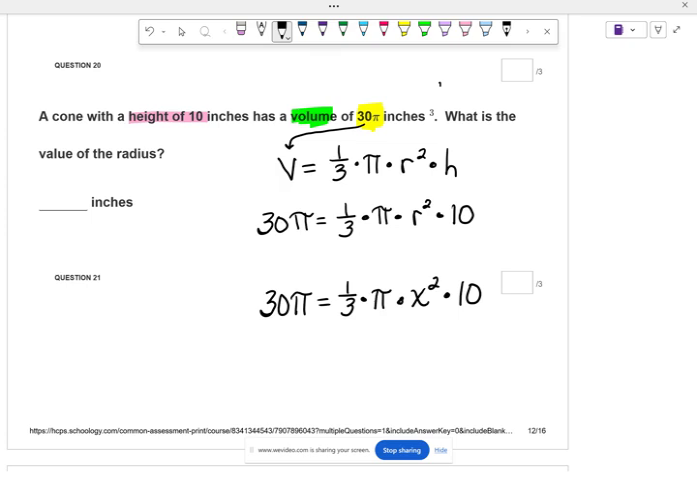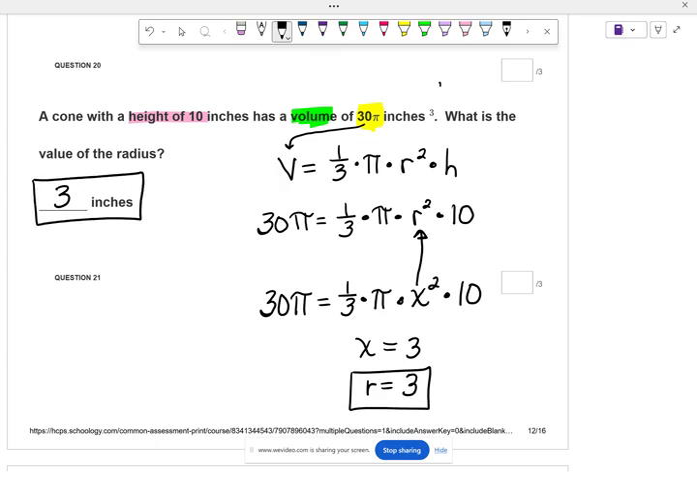And if we solve that, we get that the x is equal to 3. The x represented the radius. Therefore, the radius of this cone would be 3. And let's see, they measured in inches. So 3 inches would be the length of our radius.